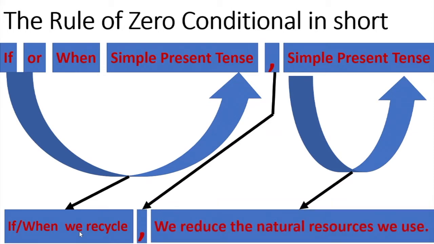If or when we recycle, we reduce the natural resources we use. Recycle is the present simple, and reduce is the present simple as well. And in the middle of the sentence, there's a comma. There's a comma in the middle of the two clauses.